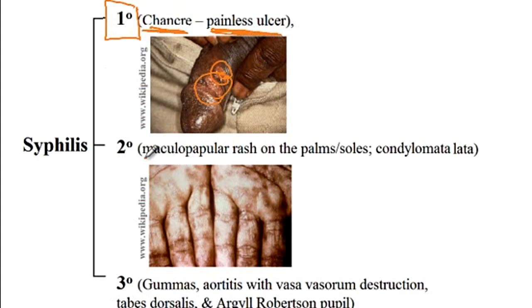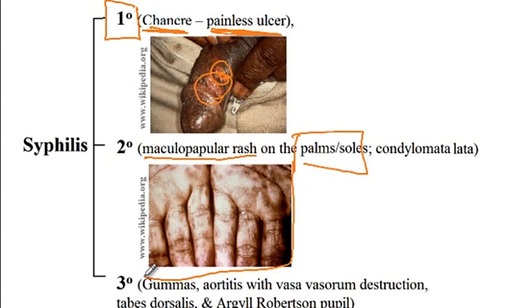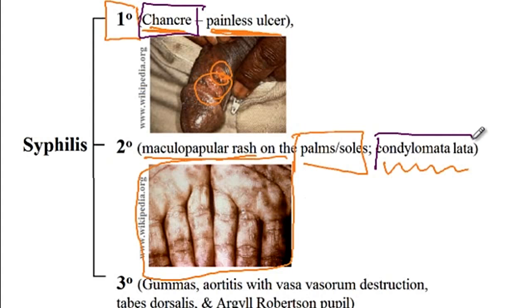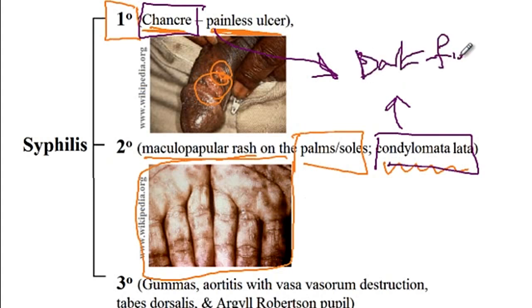Secondary syphilis presents with a maculopapular rash on the palms and soles. So here is an example of a maculopapular rash on the palms. And then Condylomata lata is another feature of secondary syphilis. Now I would like to remind you that for chancre as well as Condylomata lata, you can directly visualize the spirochetes on dark field microscopy.